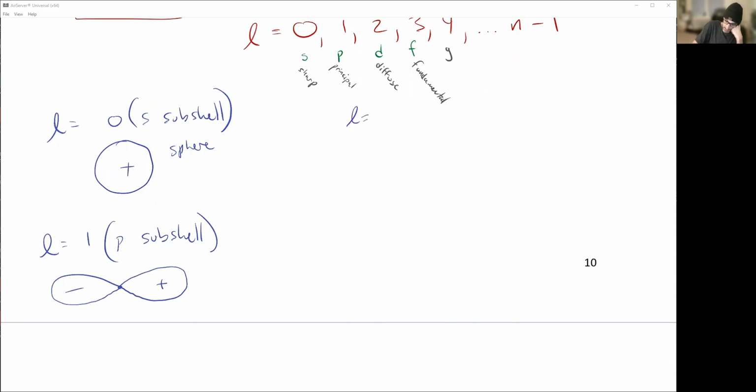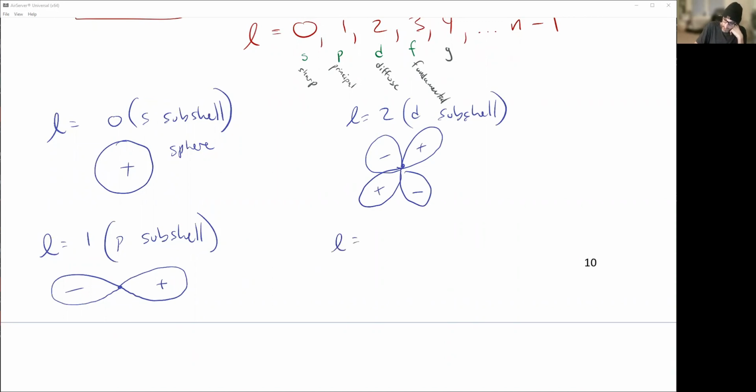When L is equal to 2, we're at the D subshell. There's a couple of different shapes. In fact, we're going to draw them all, but let's just start with the general shape for this thing. It's going to have these 4. It's going to kind of look like a 4-leaf clover: positive, negative, positive, negative.